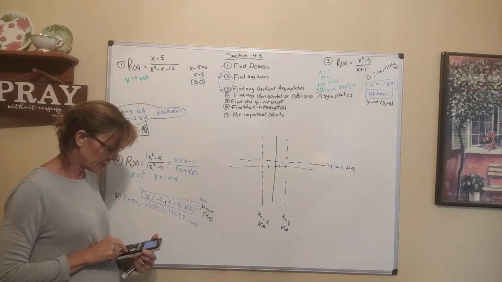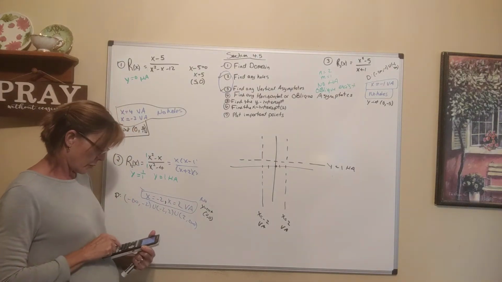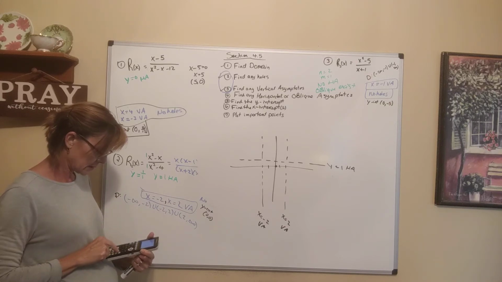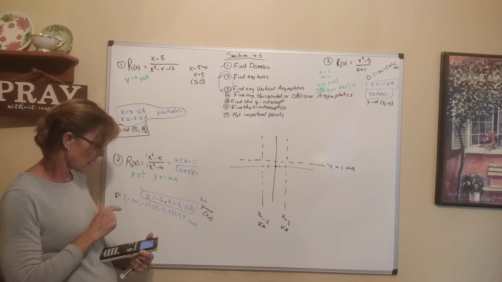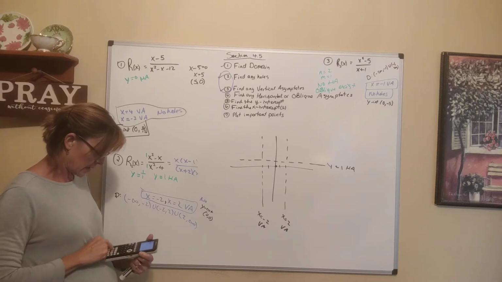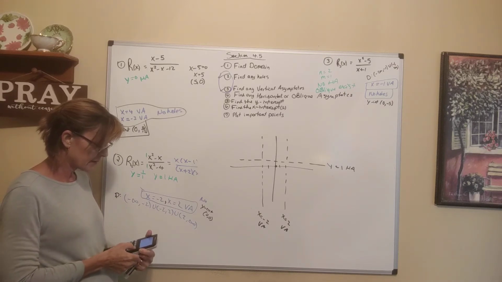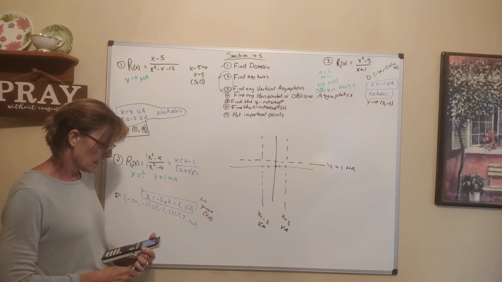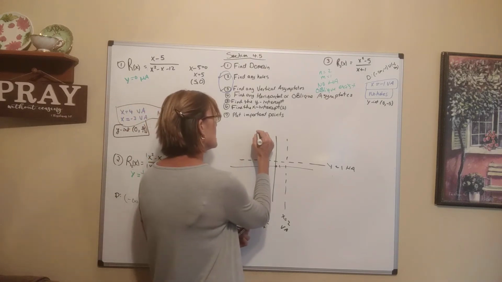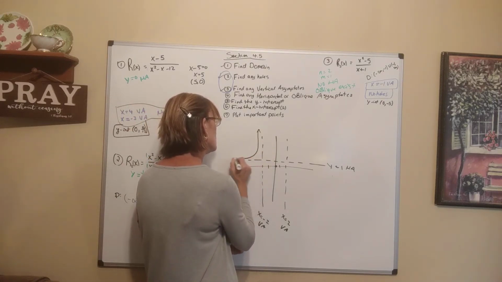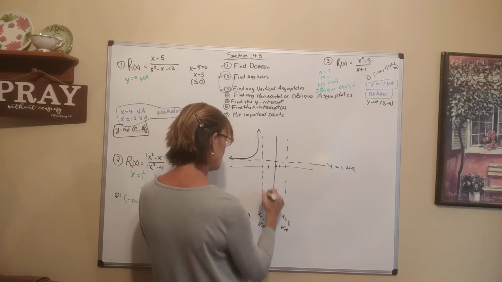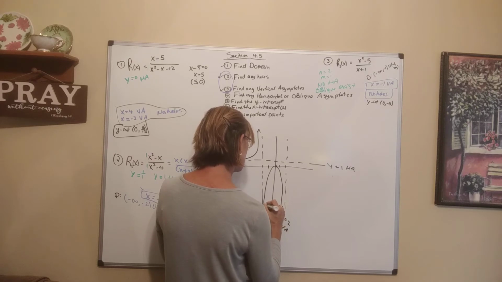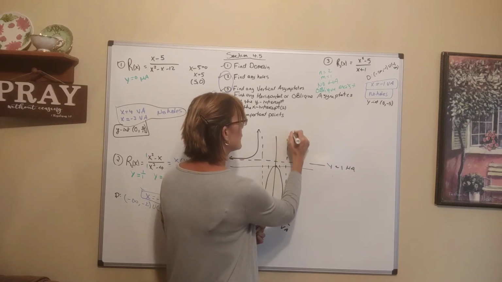I'm just going to put this in my calculator and say parentheses x squared minus x divided by parentheses x squared minus 4. And then I'm going to graph this and see that it looks like this. If I ask you for a test just to pick some interesting points, you could use your calculator to find out what those points were.